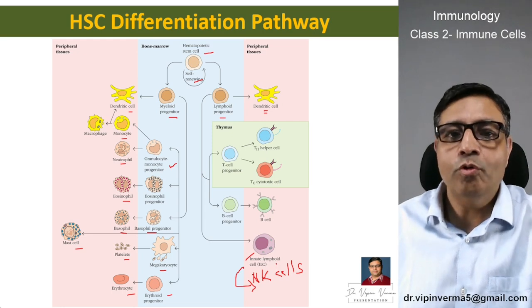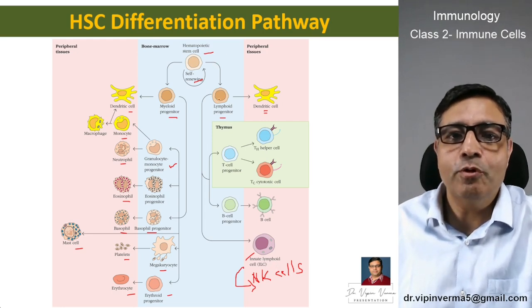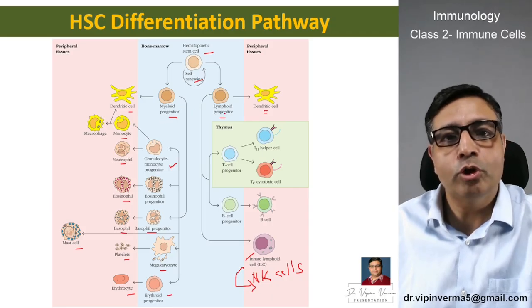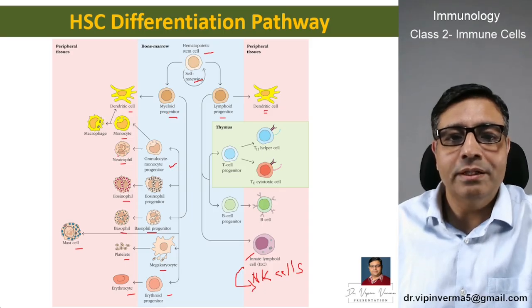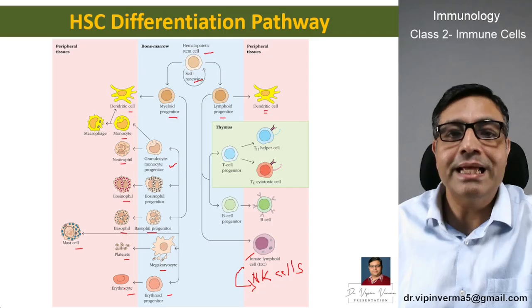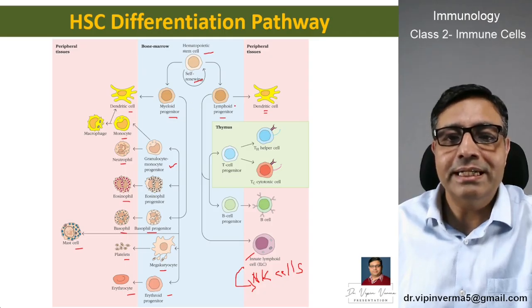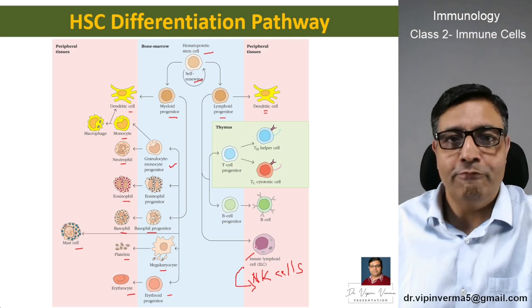Okay, so now you have understood that we have the hematopoietic stem cells which can either give rise to myeloid progenitor or lymphoid progenitor, and the myeloid progenitor can give rise to the macrophages, monocytes, dendritic cells, neutrophils, basophils, eosinophils, mast cells, platelets, erythrocytes, and on the other side the lymphoid progenitor can give rise to dendritic cells, T helper cells, T cytotoxic cells, B cells, and a number of innate lymphoid cells.